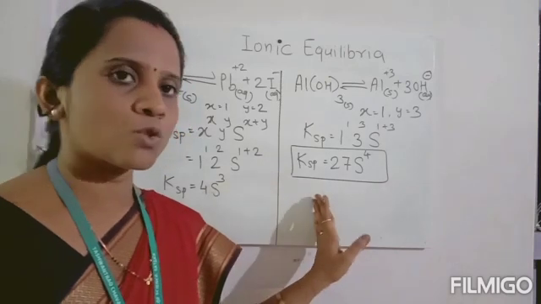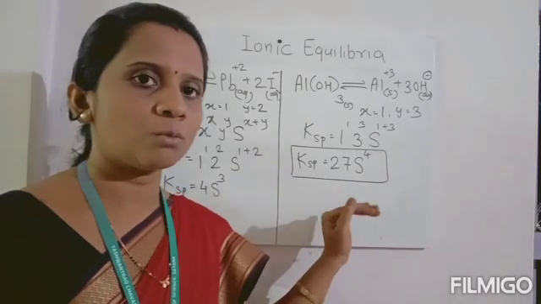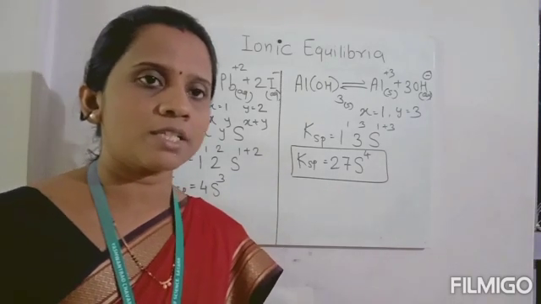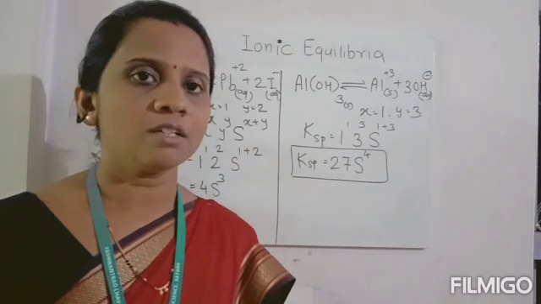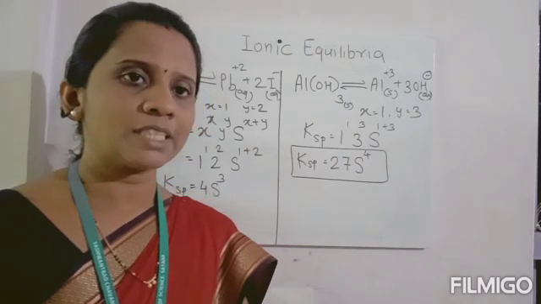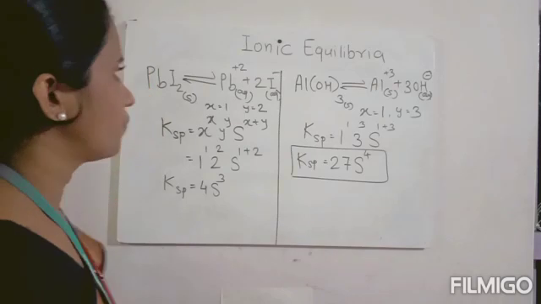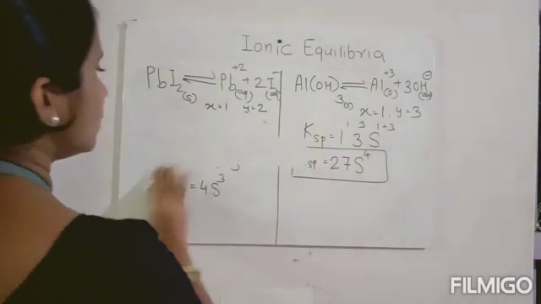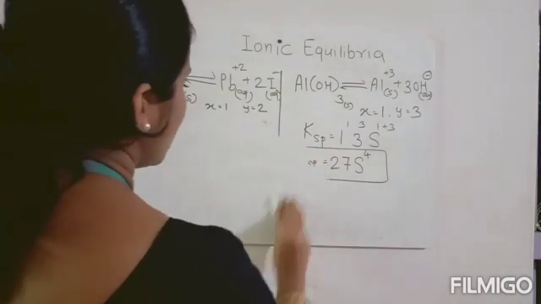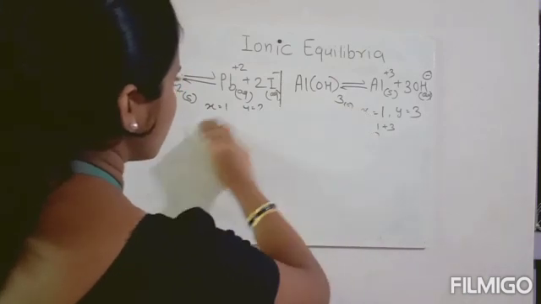Okay. So this much is clear to you. Solubility, molar solubility, and relationship between solubility and solubility product. Okay. Next is conditions of precipitation.